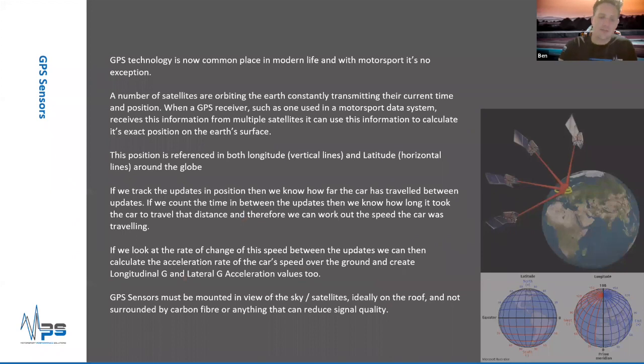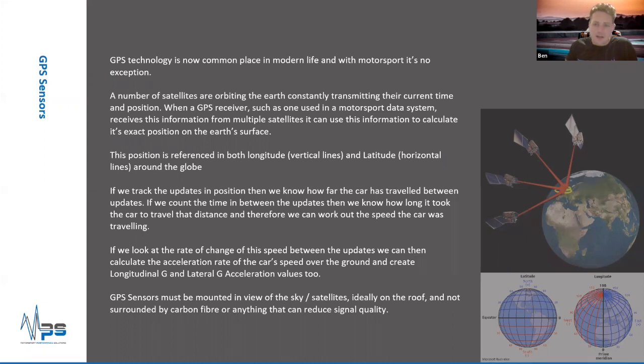I touched on this briefly. So GPS technology is now commonplace in our everyday lives. Our smartphones have it, and probably most of our cars do. I won't go into too much detail on the slide, but it uses a series of satellites orbiting the Earth to communicate with, and from that it can accurately calculate its position on the Earth's surface.